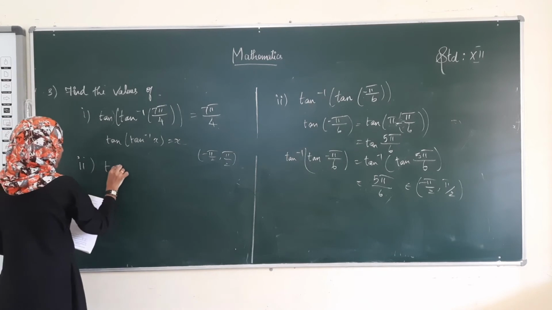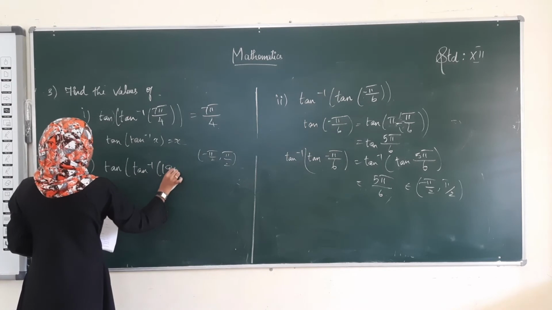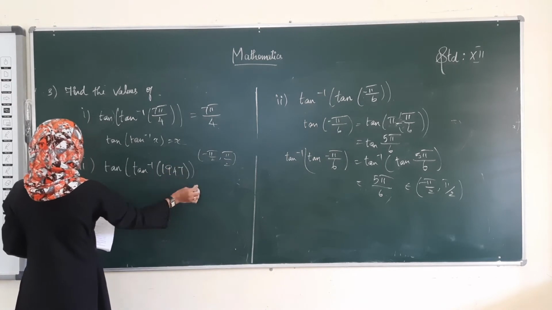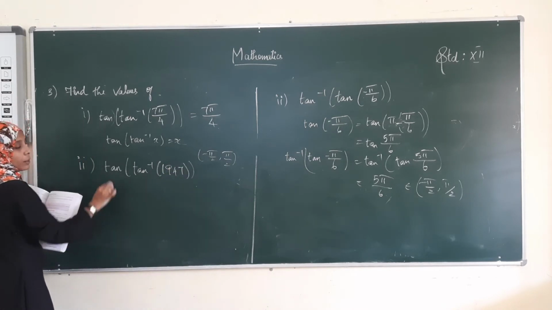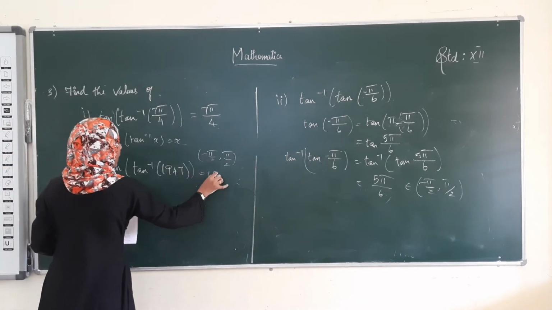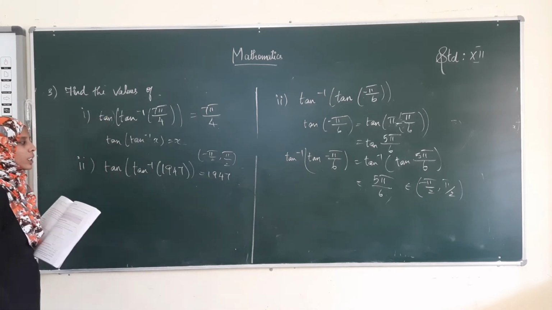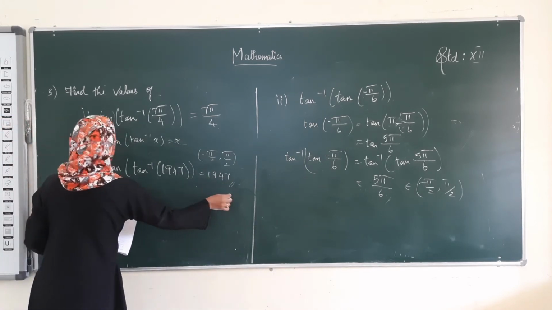Second subdivision is also like this, tan inverse of 1947. Since we have tan outside, the value should be of any real number. Therefore, this is equal to 1947. This is from minus infinity to infinity. Therefore, this is the correct answer. 1947 is the correct answer.